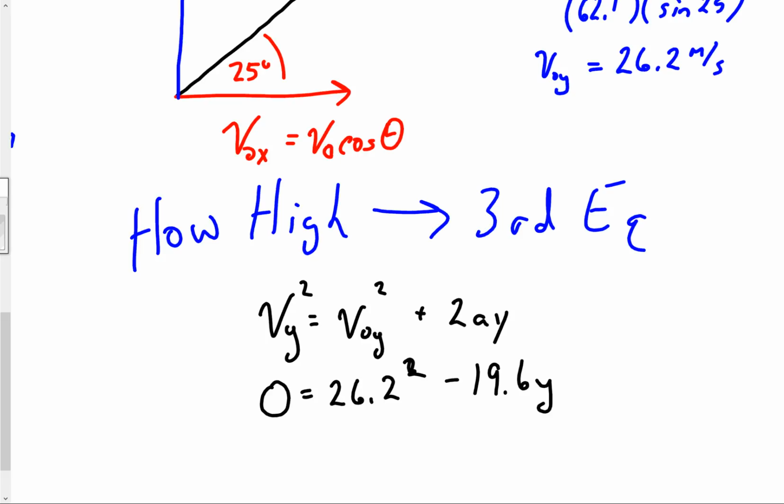And now let's solve that equation for y. 26.2 squared divided by 19.6. Ladies and gentlemen, 35 meters is the maximum height of that golf ball.